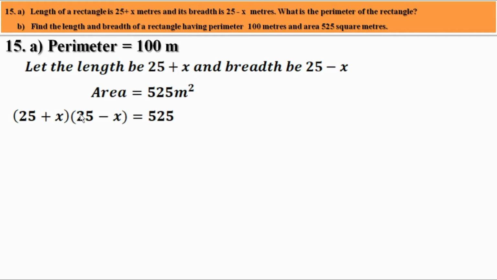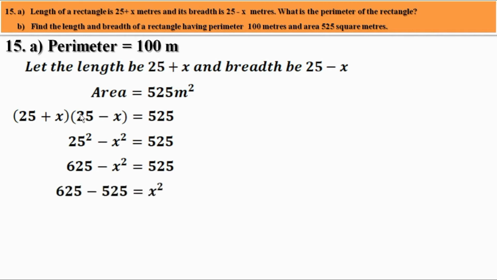We know a plus b into a minus b is a square minus b square. Therefore 25 plus x into 25 minus x equal to 25 square minus x square. That is equal to 525. Now 25 square is 625. So we can write it as 625 minus x square equal to 525. Now take 525 on the left side and minus x square on the right side. So we get 625 minus 525 equal to x square.